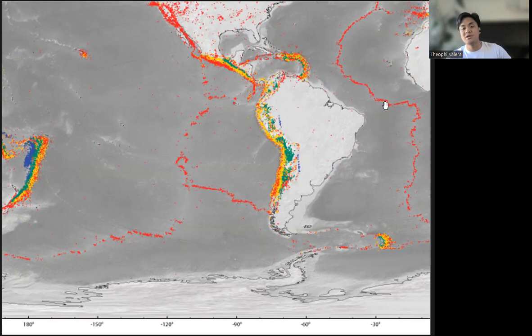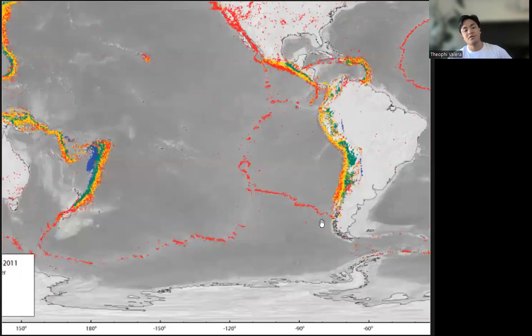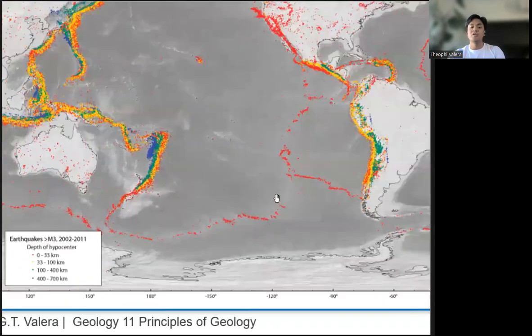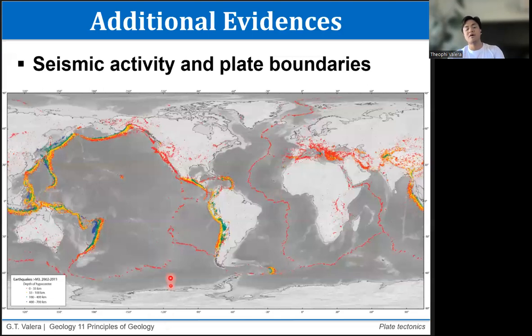So for example, this is a spreading center, this is a spreading center, this is a spreading center, and it's translated. It's basically displaced by this large transform fault. So yun, those are the three plate boundaries, and we can clearly identify them based on their seismic activity.